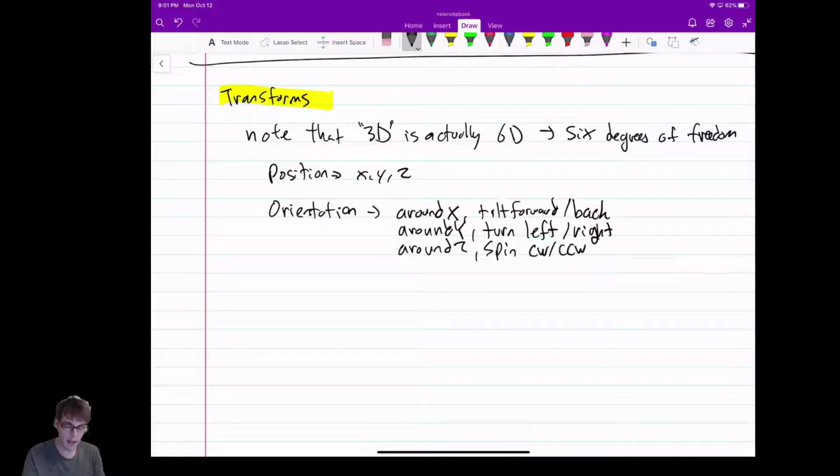Now, in other fields, there are standardized names for these. The tilting forward and back, like if you're into airplanes or engineering, it's often called pitch. Turning left and right is called yaw. And then the spin is called roll. So pitch, yaw, roll. Okay, just like that.